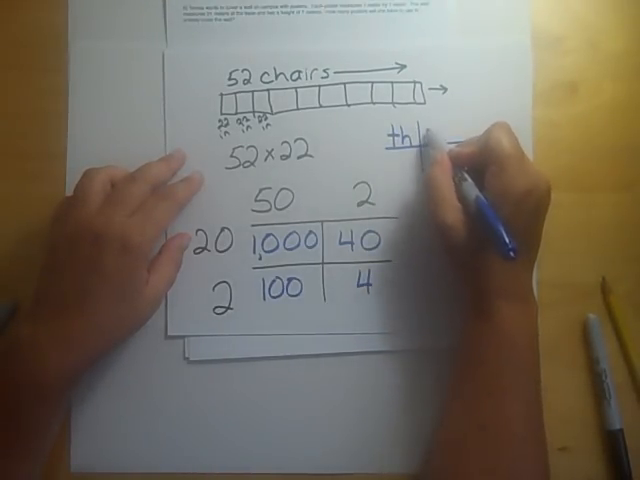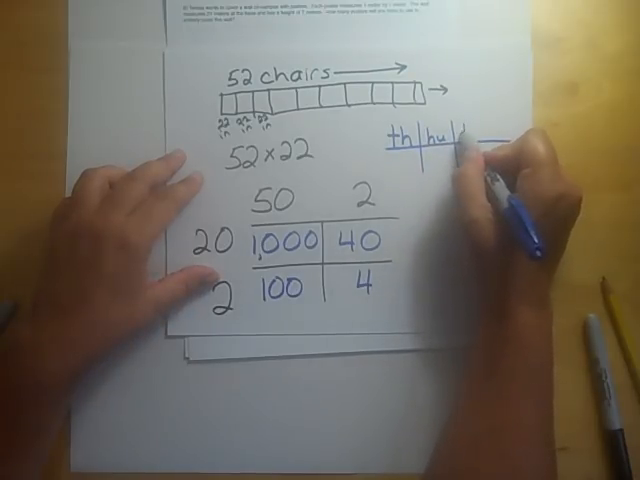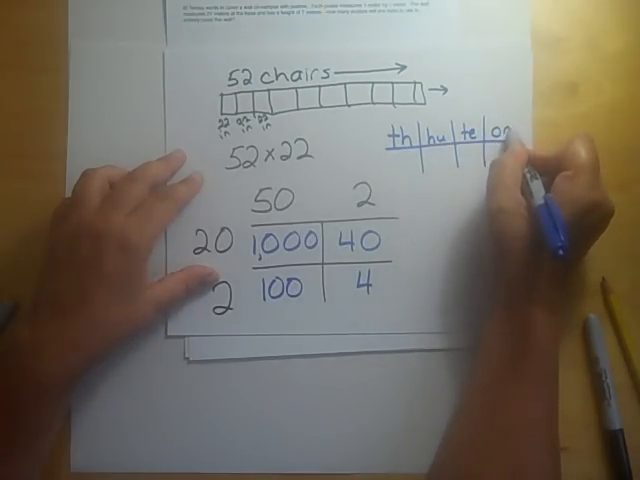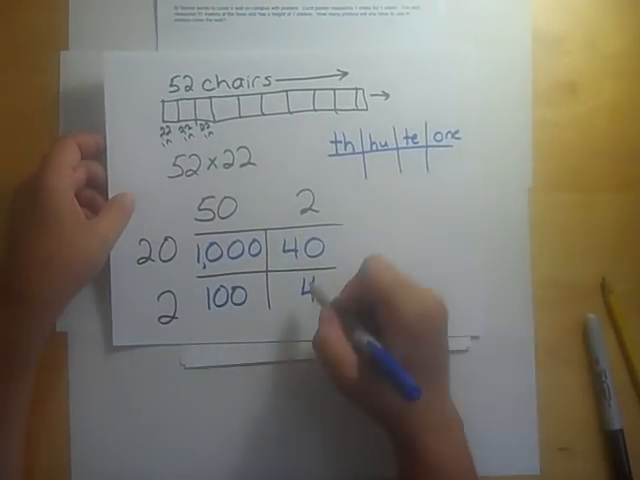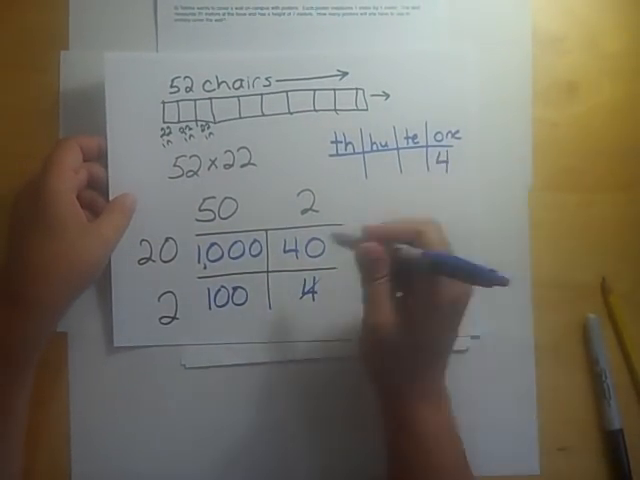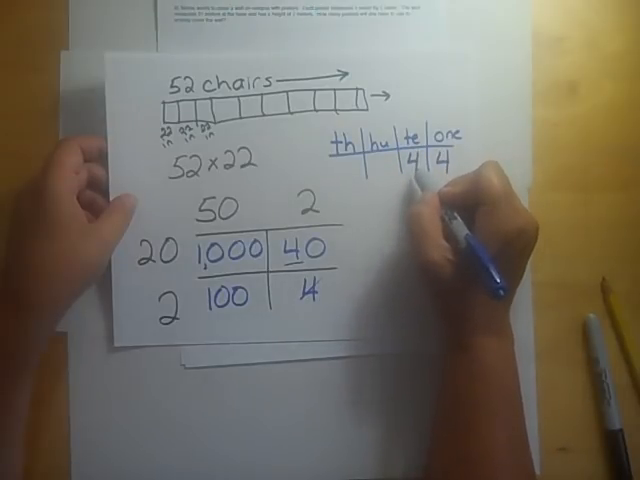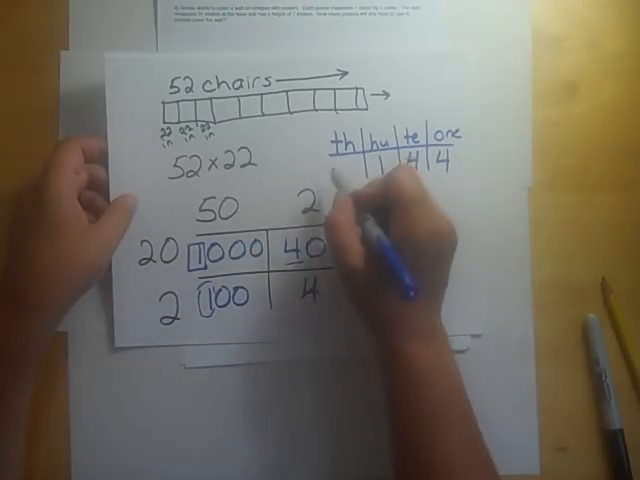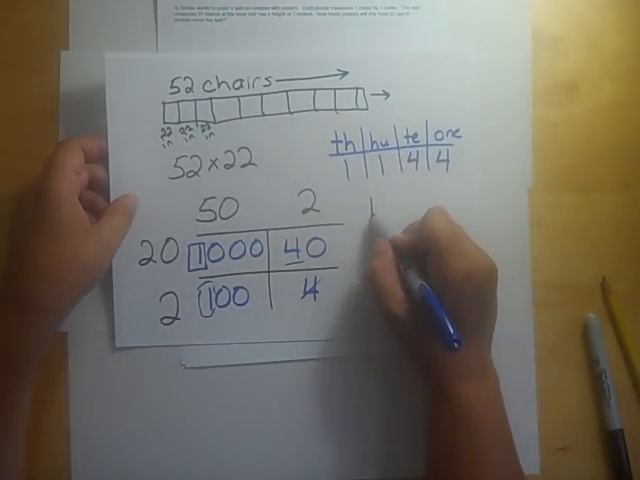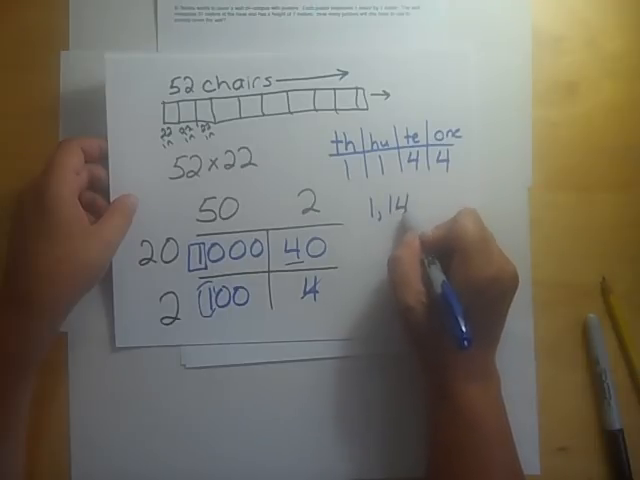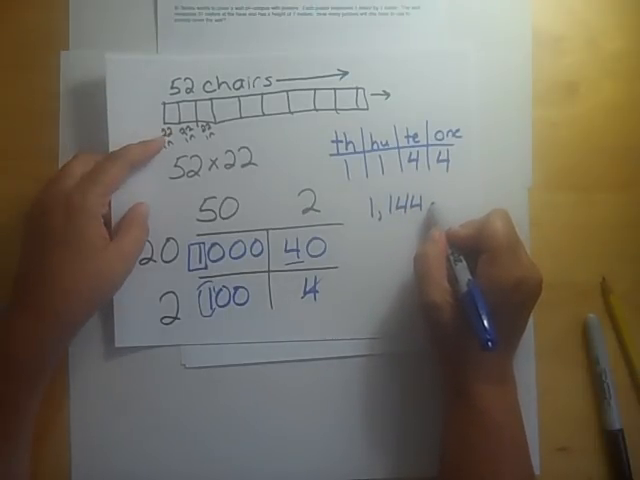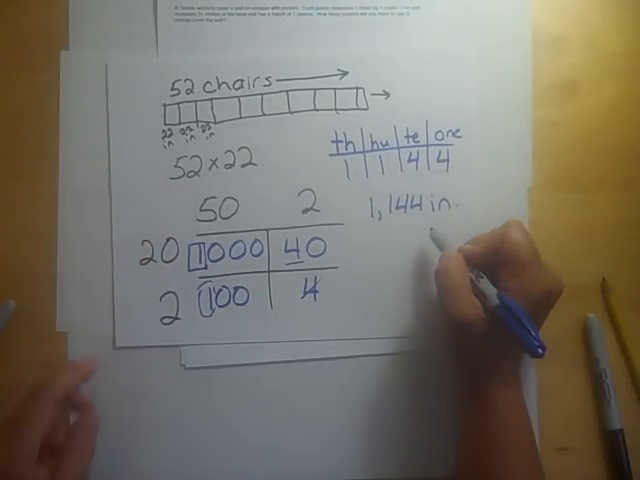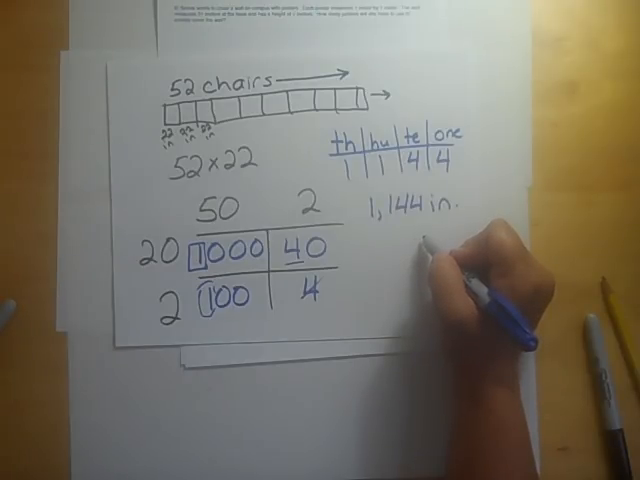Thousands, hundreds, tens, ones. So 4 ones, 4 tens, 1 100, and 1 1000. So I get 1,144 inches, because they wanted to know how long the row was. And the row ends up being 1,144 inches.